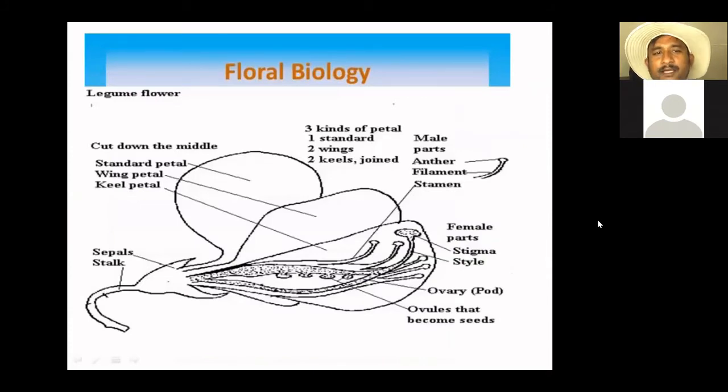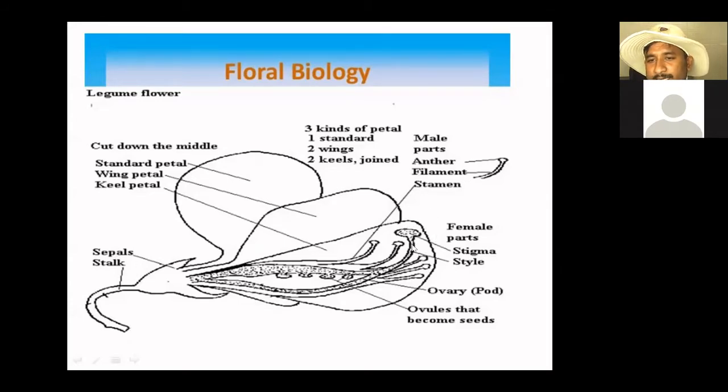If we look into the floral biology, the typical mung bean flower contains 3 kinds of petals. First one is the standard petal, second is the wing petal, and third is the keel petal. Both the keel petals are joined. And all these are supported by the sepals near the stalk. Then coming to the male and female parts, there is a stigma.